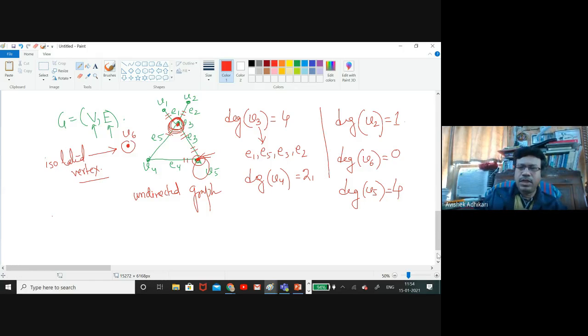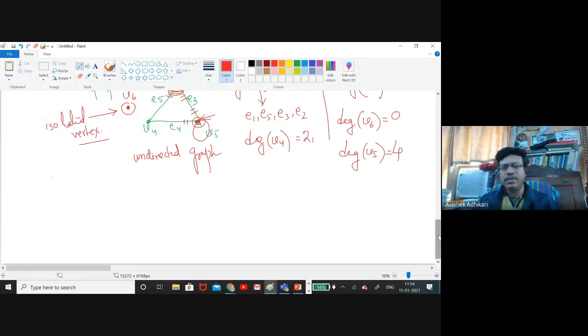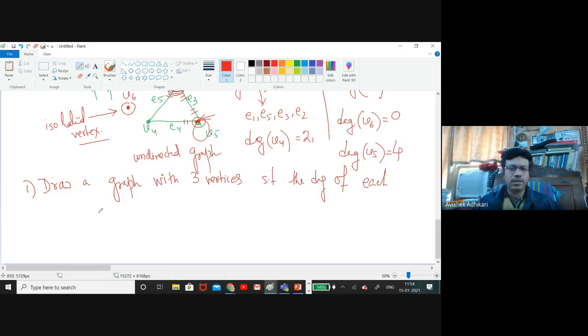Okay. Now, can you draw a graph with 3 vertices such that the degree of each vertex is 0? Is it possible to draw this graph? Three isolated vertices, exactly. If you draw 3 isolated vertices, then you are done. So this one, this one, this one. This is my V1, V2, V3. So that's it. This is a graph in which the degree of each vertex is 0.